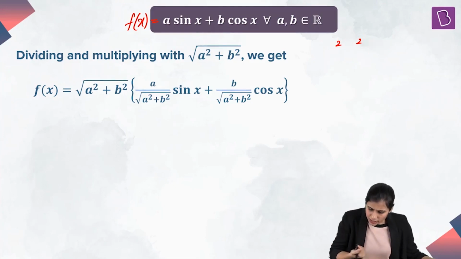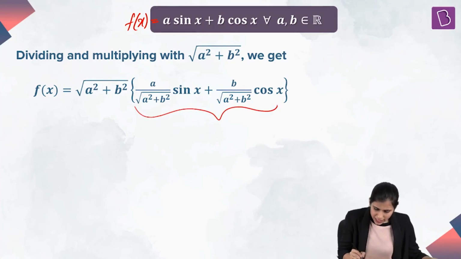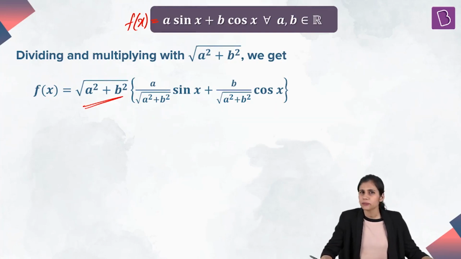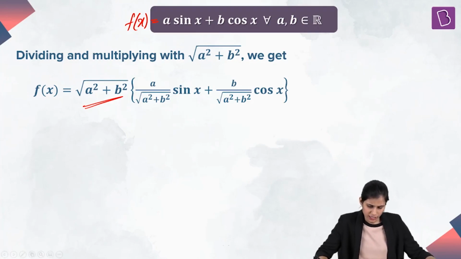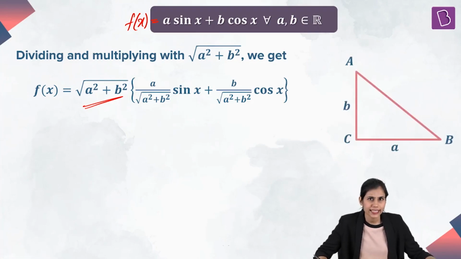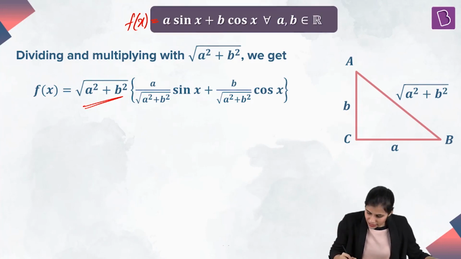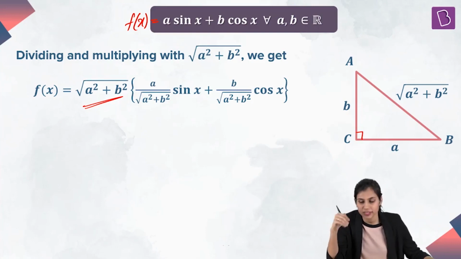Now this is what my expression gets converted into. Fine, not a problem. What I'm going to do now is something extremely smart. If I consider a right angled triangle with one side length as A and the other as B, then obviously the hypotenuse is going to come out to be under root A square plus B square. This is my right angled triangle, right angled at C, and my hypotenuse is under root A square plus B square.